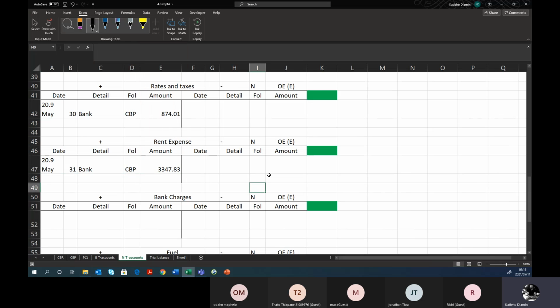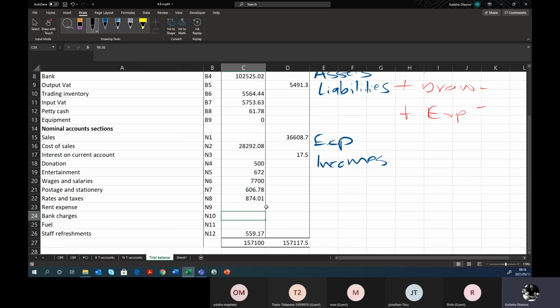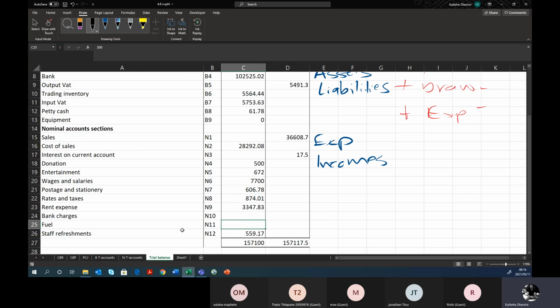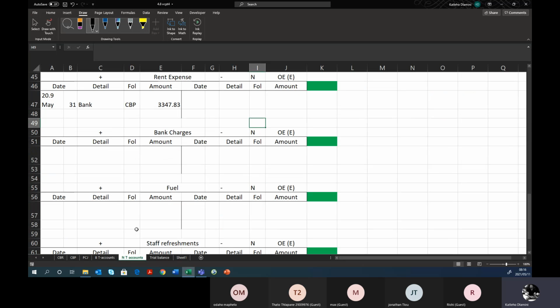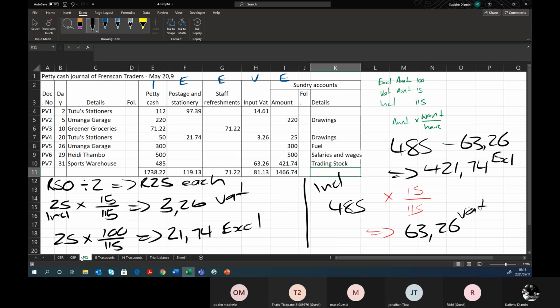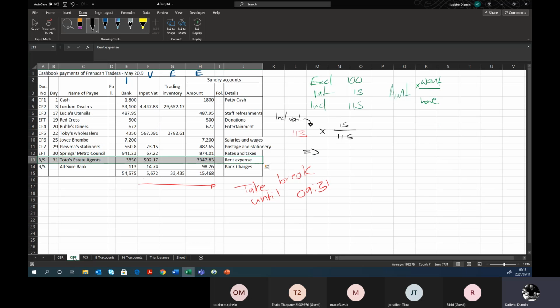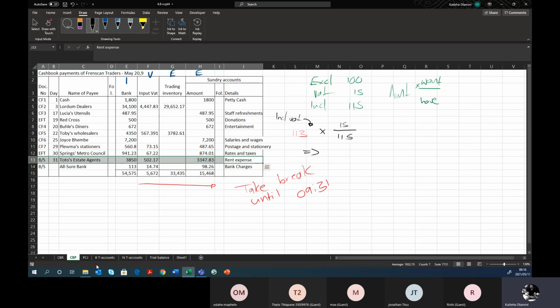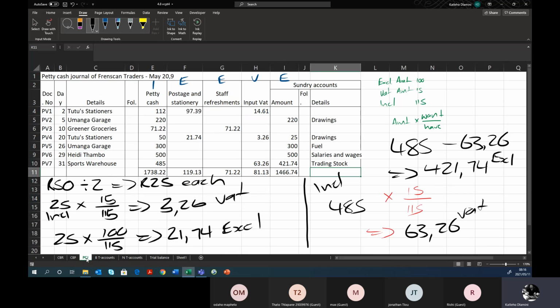And there we have it there, 3,347 rand and 83 cents. Okay, and I'm going to go to my trial balance and put that in there. All right, moving on. Bank charges, CBP as well. We'll just check PCJ just in case. Obviously not there. Wait, what am I looking for? Bank charges. So let me just make sure they're not here because I forgot what I was looking for.